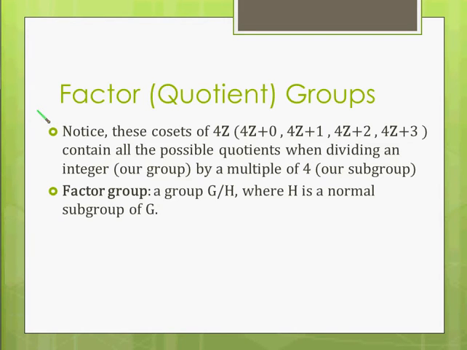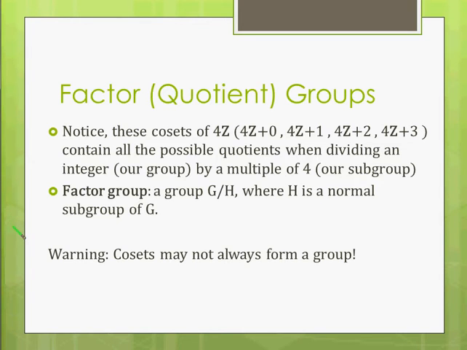So here's my tiny, informal definition of what a factor group is. It's a group G mod H, where H is a normal subgroup of G. I haven't even talked about what it means for a subgroup to be normal. It's a minor detail, but we'll go over it in just a moment.